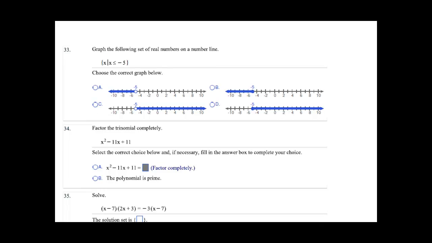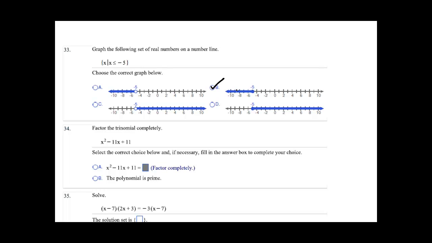For 33, we're going to graph x such that x is less than or equal to -5. The less than or equal means we'll have a filled in bubble. So we're between B and D. And less than means we'll be going to the left. And to double check, -10 is less than -5, so our answer is definitely B.